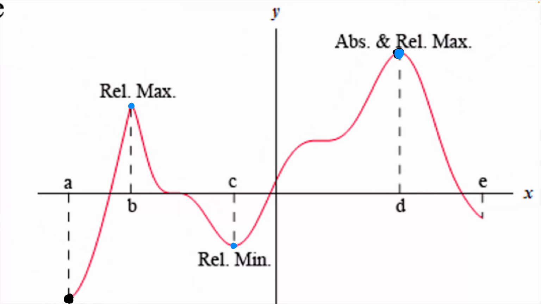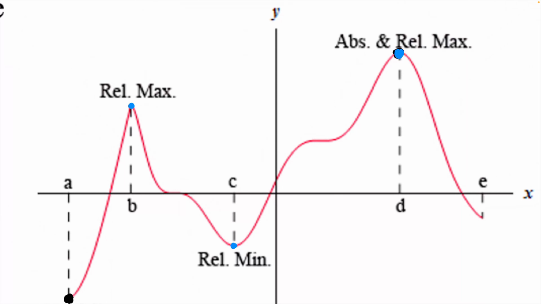Relative minimum, it does the opposite, right? Decrease, change to increase. Relative maximum, increase, change to decrease. So that is where we find those blue dots. So if we can tell where slope changes signs, we'll find a relative maximum or minimum.